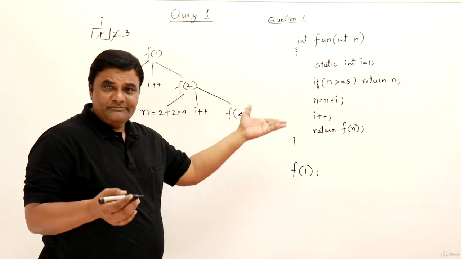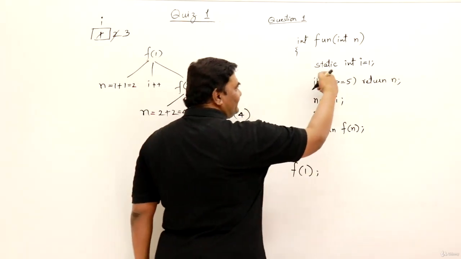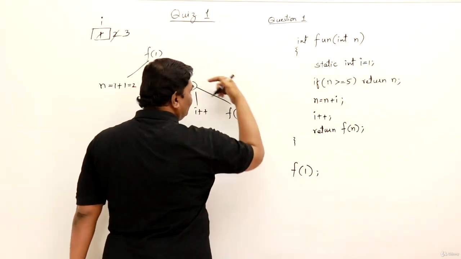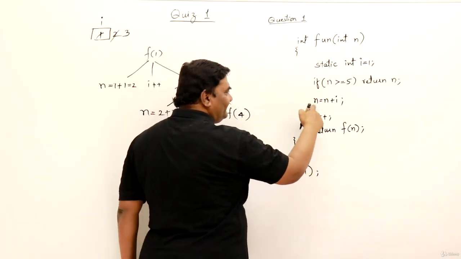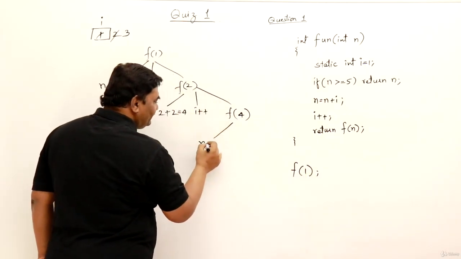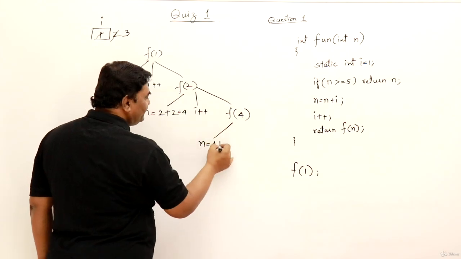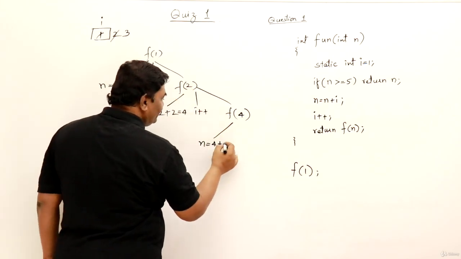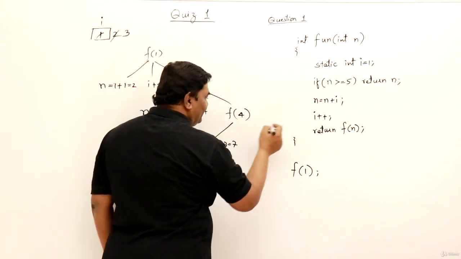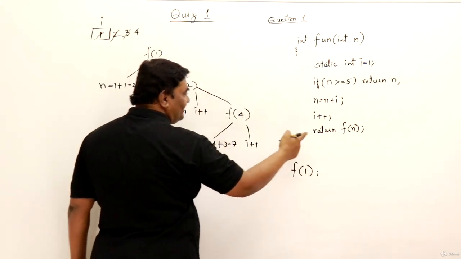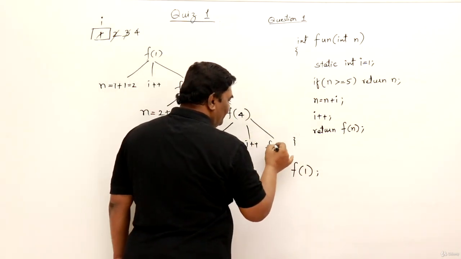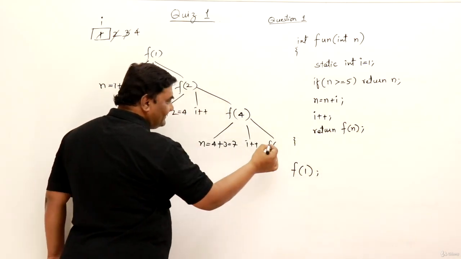Now let us do this step quickly. The declaration is over already. I is right now 3. Is n greater than or equal to 5? No, it is not. Then n assign n plus I. N is 4 right now, so 4 plus I, which is 3, makes 7. Then I plus plus makes this 4. Then call function f of n. What is n? 7.